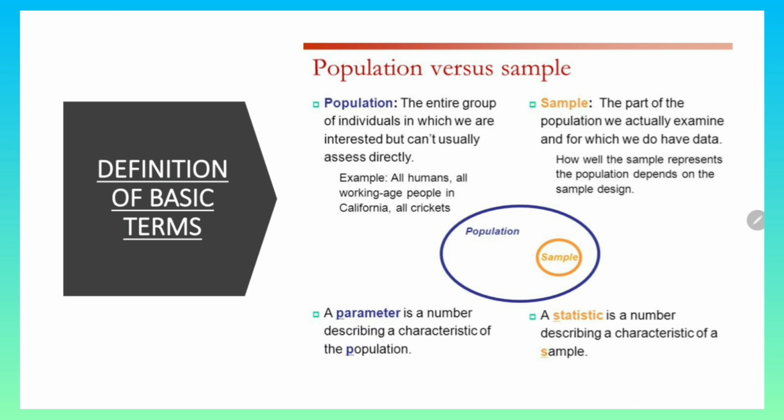Next, we have parameter. A parameter is a number describing a characteristic of the population. Statistics. Statistics is a number describing a characteristic of a sample.